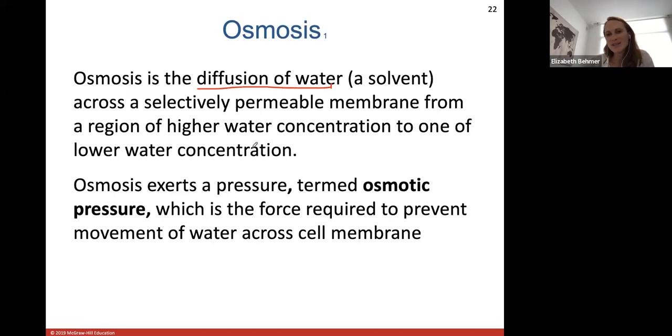So osmosis is the diffusion of water, a solvent, across a selectively permeable membrane from a region of higher water concentration to a region of lower water concentration. And osmosis, this push from water, always exerts a pressure, which we call osmotic pressure, the force required to prevent movement of water across the cell membrane.